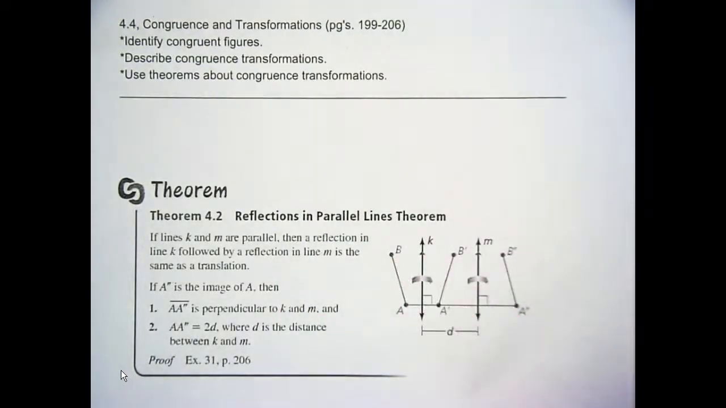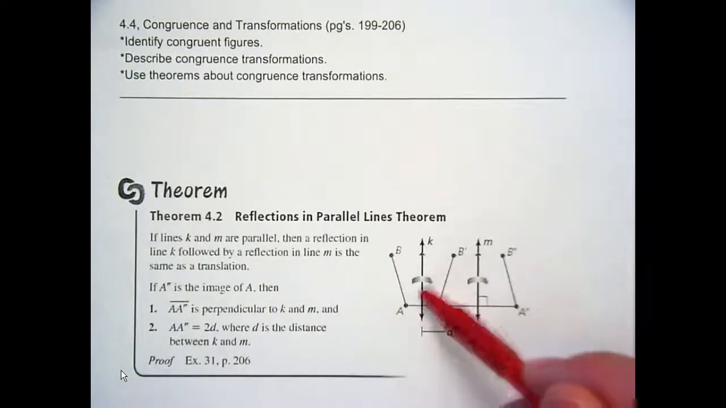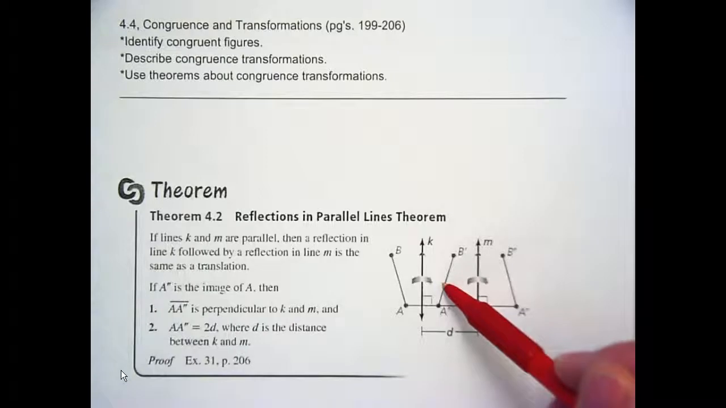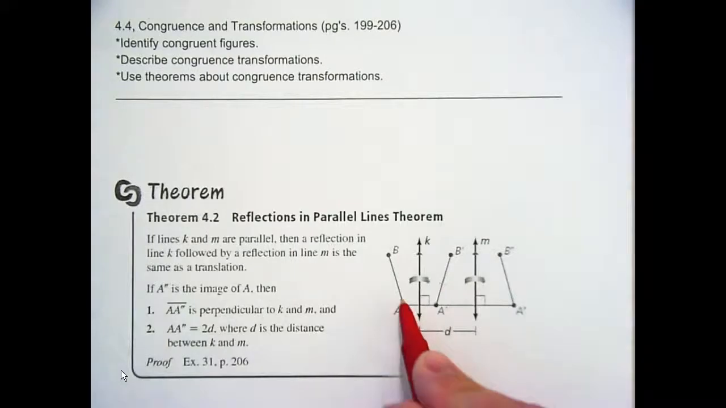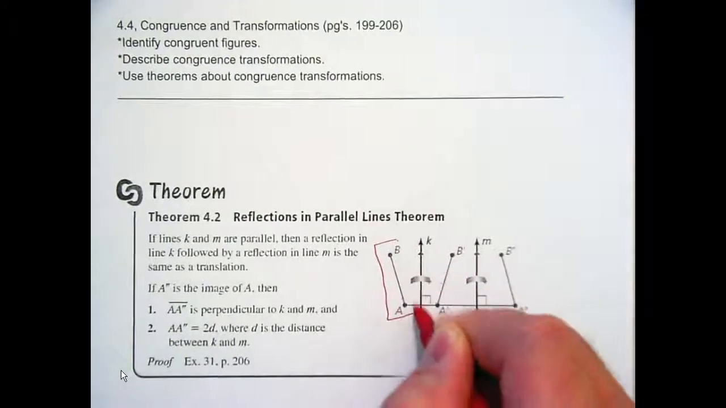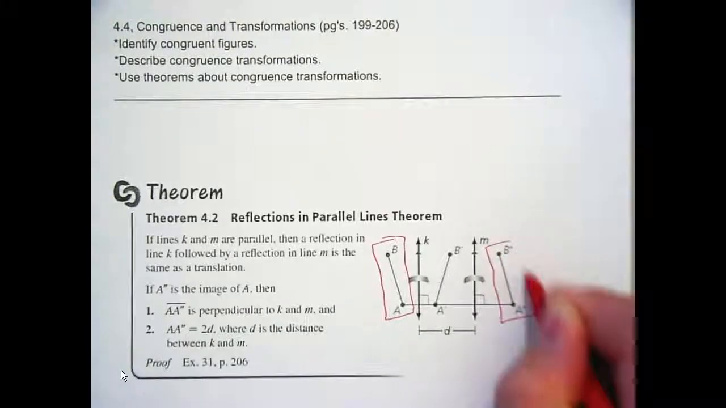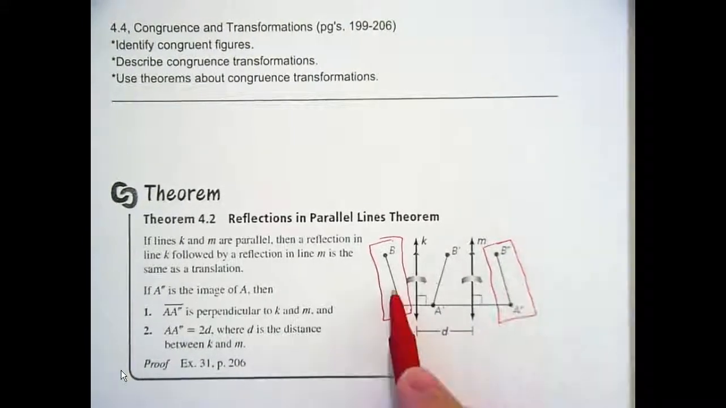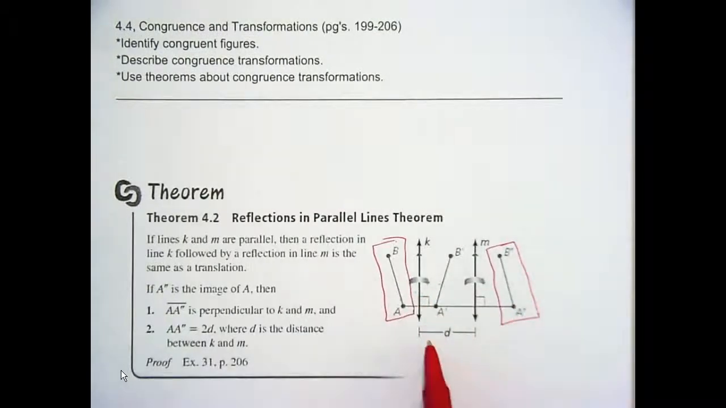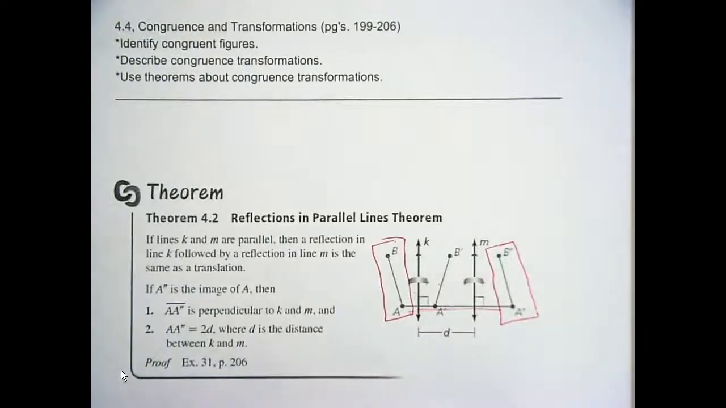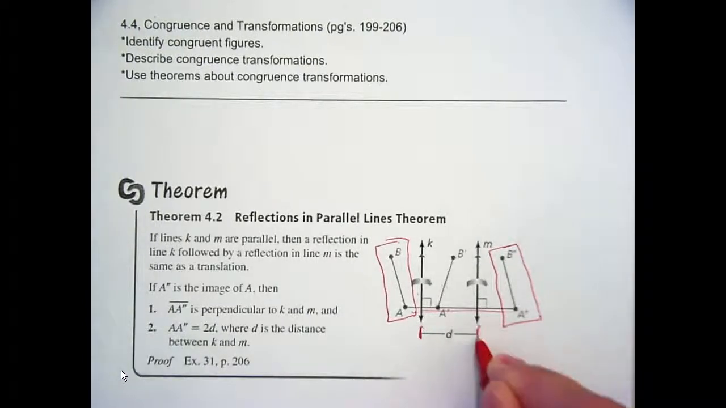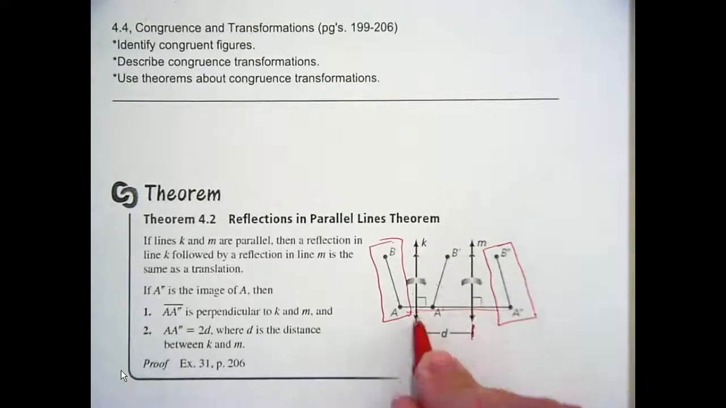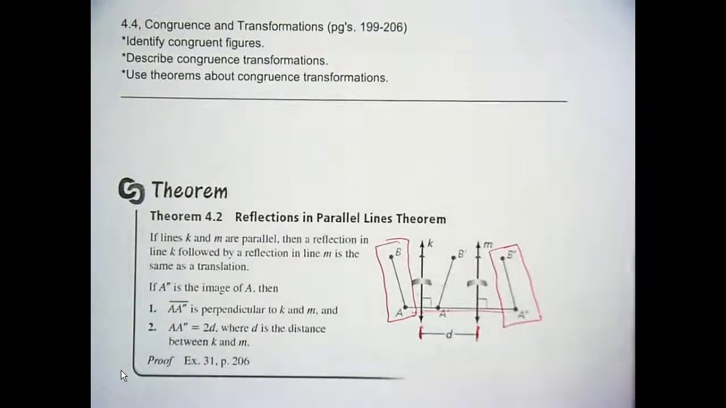So if you took the image AB, reflected across line K, and then reflected that across line M, which is parallel to K, you would end up finding that the pre-image and the image are congruent, and reflecting across parallel lines is the same thing as what other type of transformation? A slide. Same as a translation there. And the distance you translated is actually twice the distance between those parallel lines. Okay? So that's one piece.